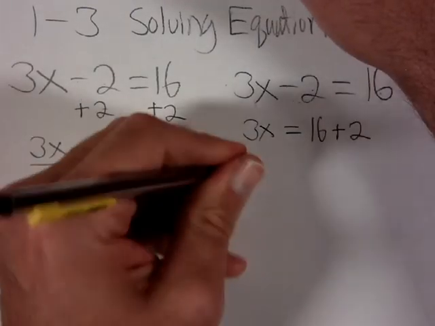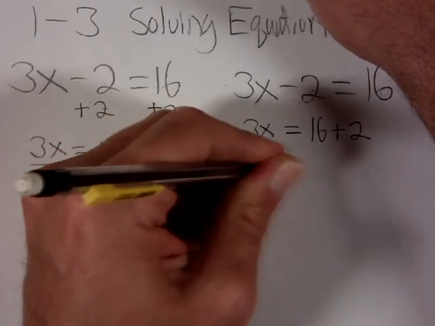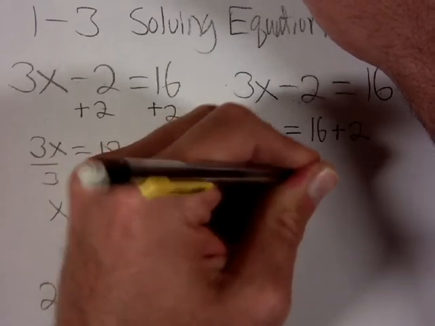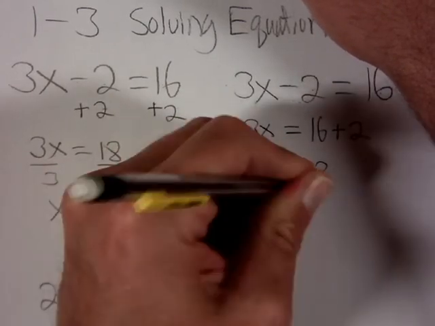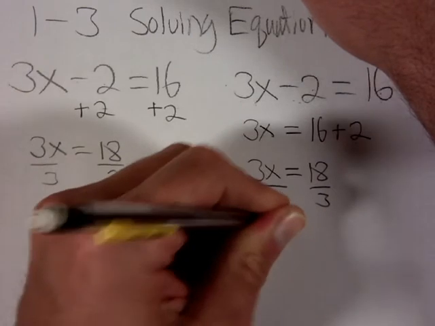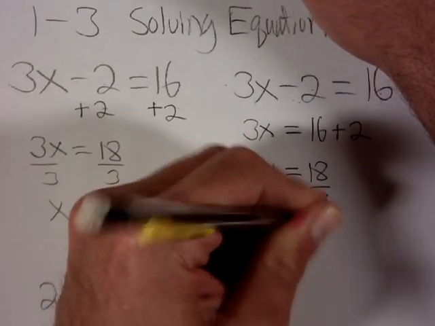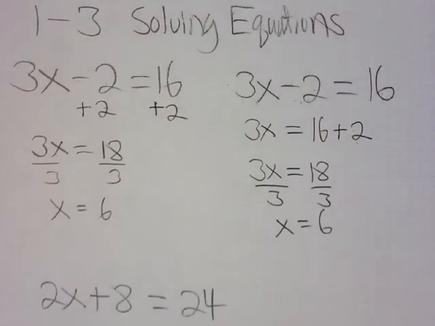So I've got 3x is equal to 18, and from here it's the same as the other equation we did, divide both sides by 3, and I get x equals 6. Now, for this particular problem, it does not save you any steps. But when we get to the types of problems that have x's on both sides, it saves you a little bit of time, and you'll see that here in just a few minutes.